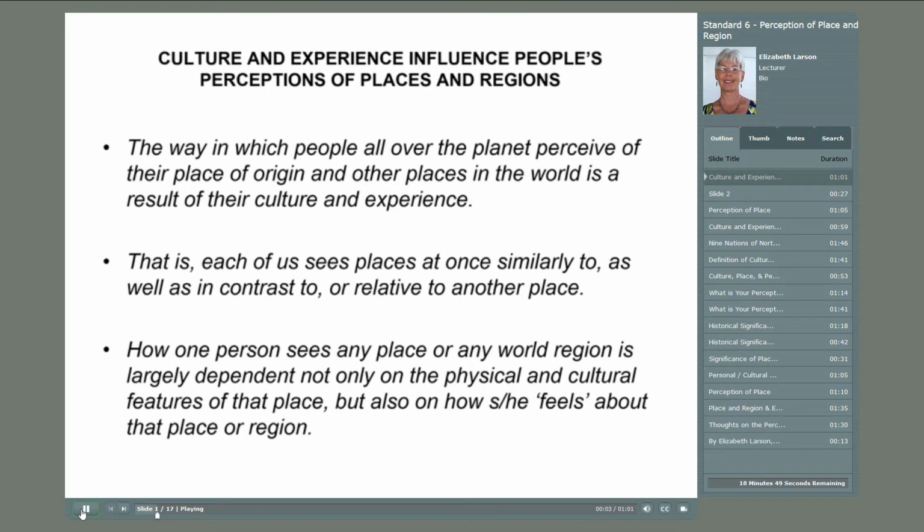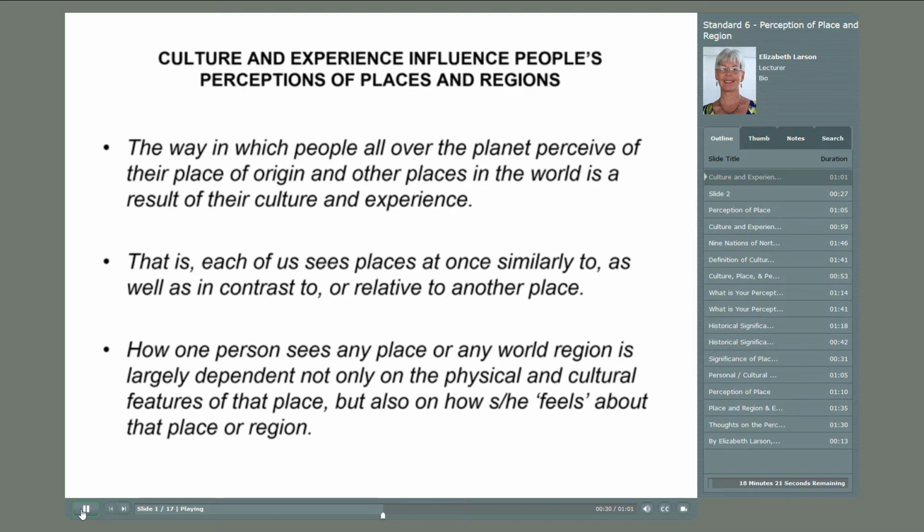Standard 6 is the perception of place and regions. In Standard 4, we looked at the physical and human characteristics of place, and in Standard 5, we looked at regional geography. Both Standard 4 and Standard 5 are very closely linked to Standard 6, the perception of place and regions. In this section, we're going to look at how culture and experience influence people's perceptions of places and regions.